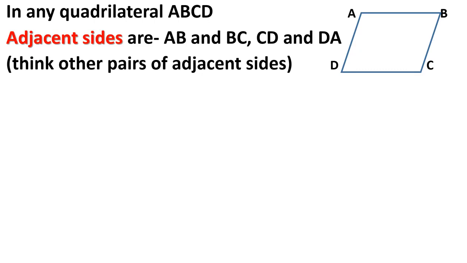Adjacent sides have one vertex in common. See, in this, adjacent sides are AB and CD. Okay, which side is adjacent to AB? AB and BC. And CD is adjacent to which side? CD and DA. Think of other pairs of adjacent sides. There are other pairs also that you can write down.